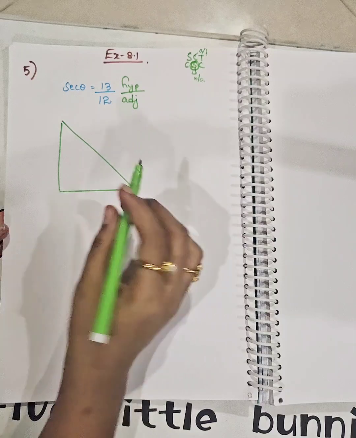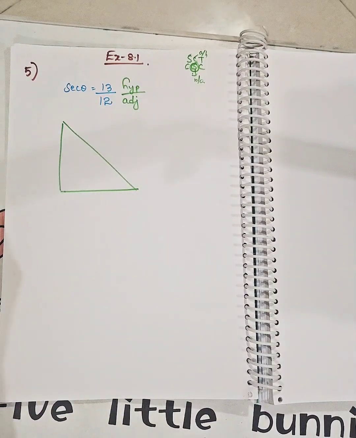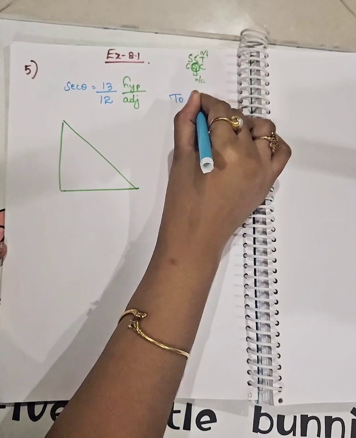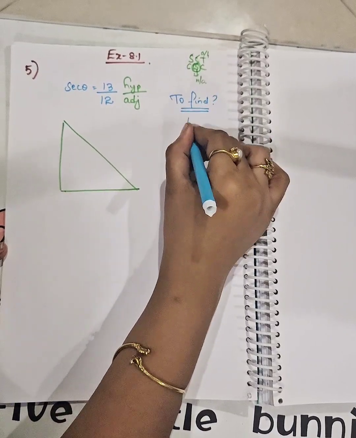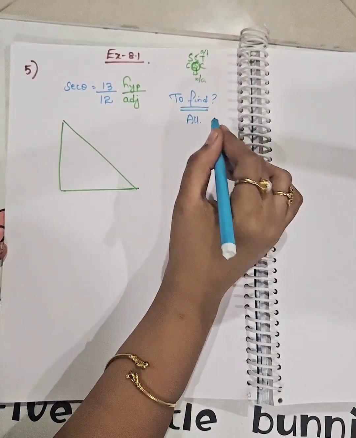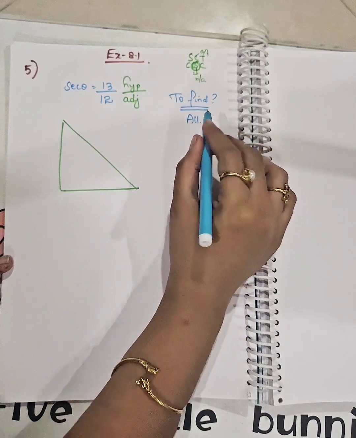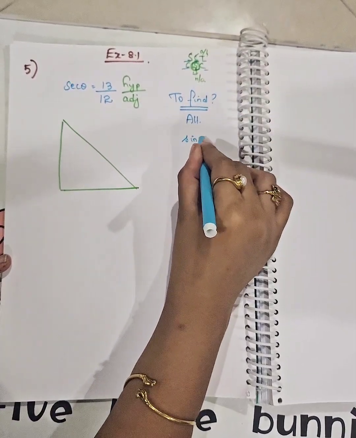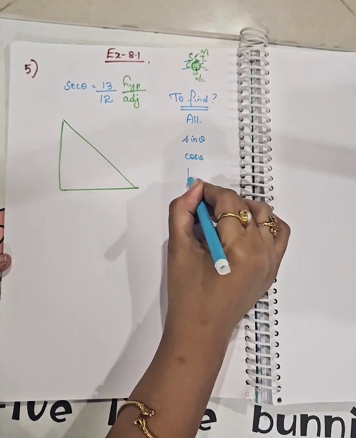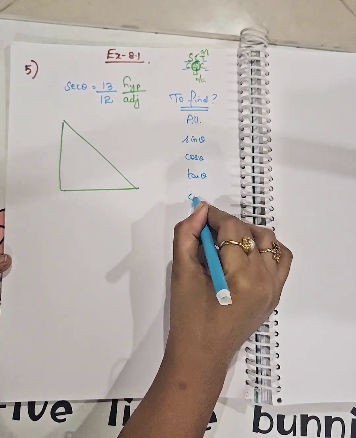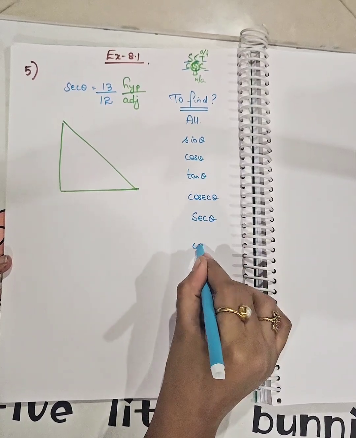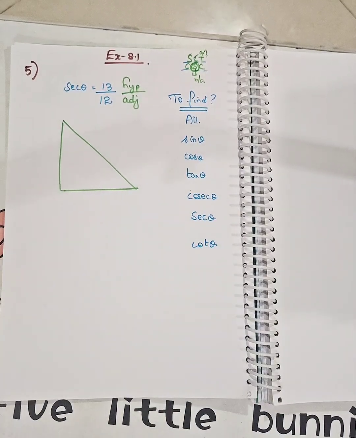Since they have asked us to find all the trigonometric ratios, which stands for all these 6 ratios: sin theta, cos theta, tan theta, cosecant theta, secant theta, as well as cot theta. So these are all these 6 trigonometric ratios.